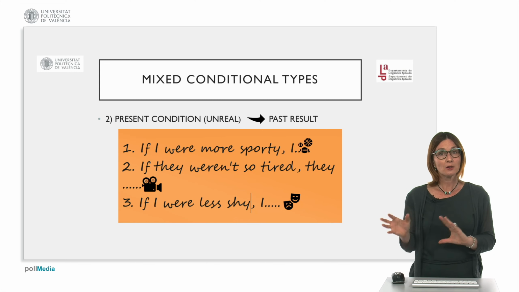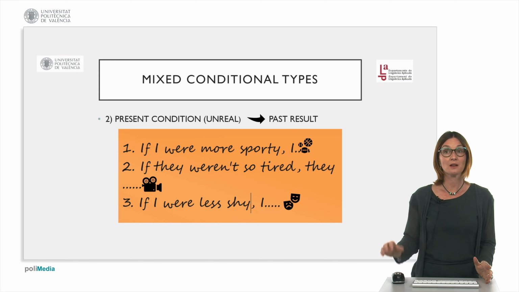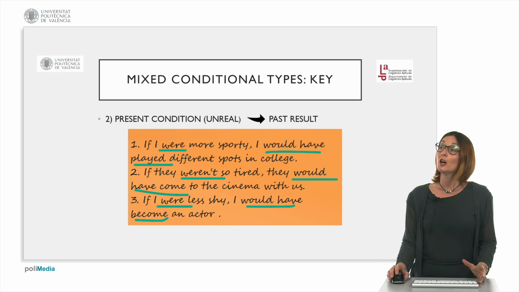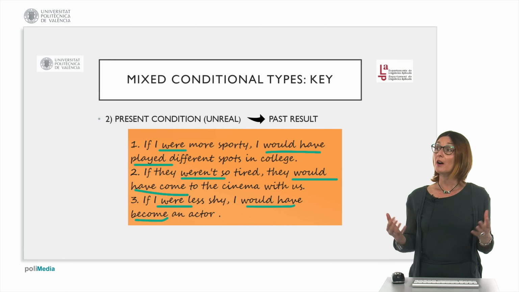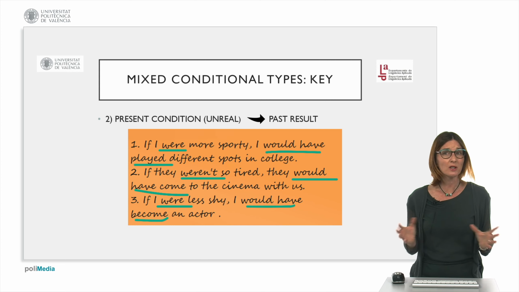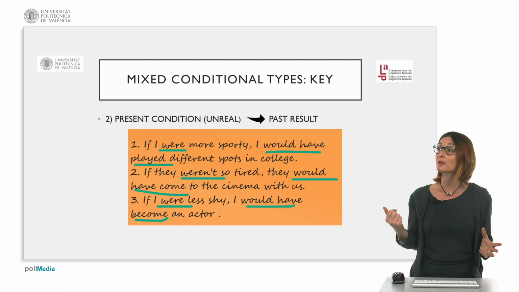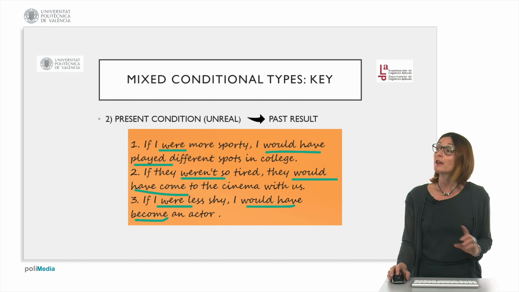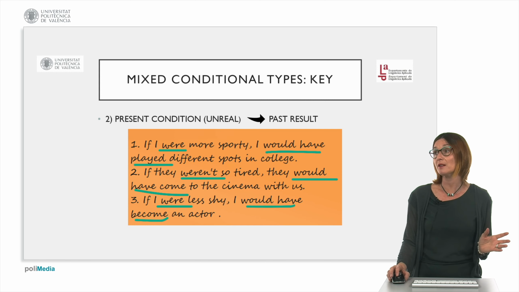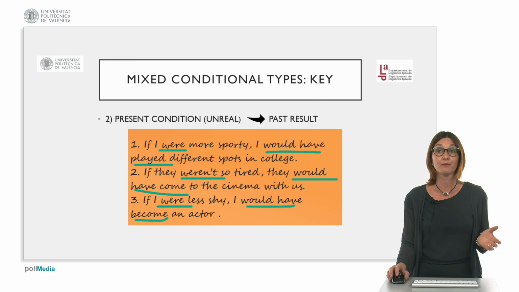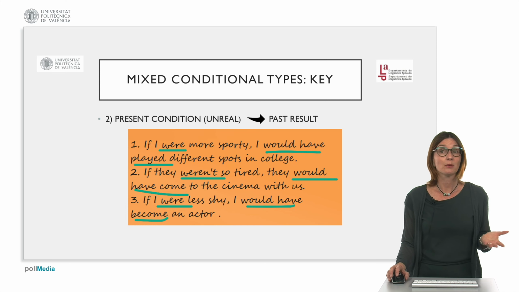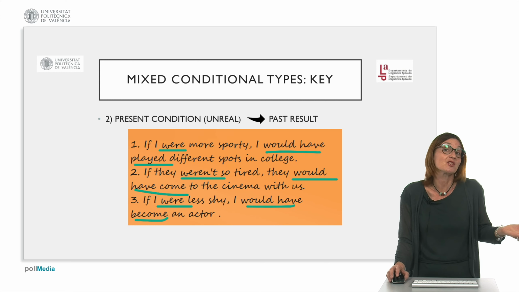Right, so the second type of conditionals. Have a look at the slide, pause the video, and we will check the answers. Okay, so you can say something like, if I were more sporty, but the truth is that you are not the sporty type, I would have played different sports in college, but you didn't because you don't like sports. If they weren't so tired, they would have come to the cinema with us. But the truth is that they are tired, okay? If I were less shy, but I'm very shy, I would have become an actor. But I didn't become an actor because I'm a shy person, okay?